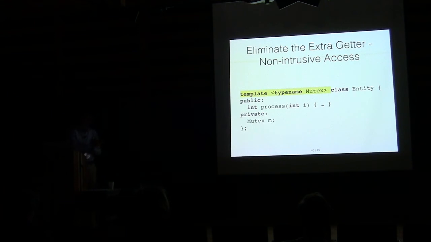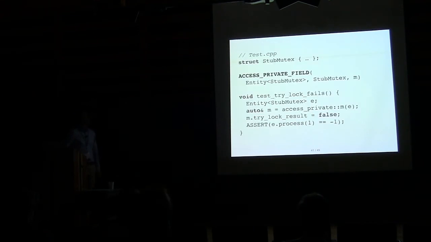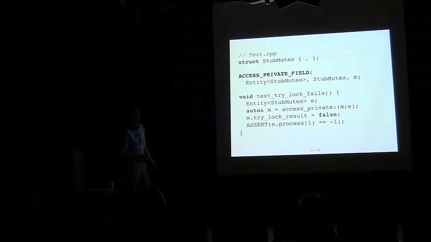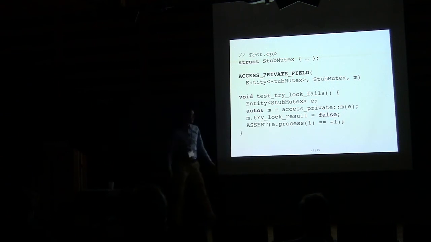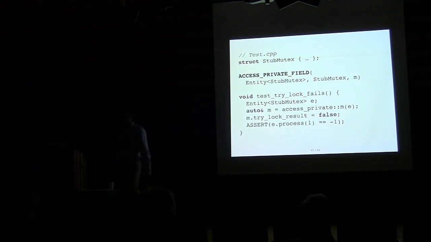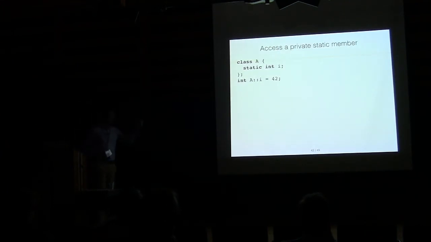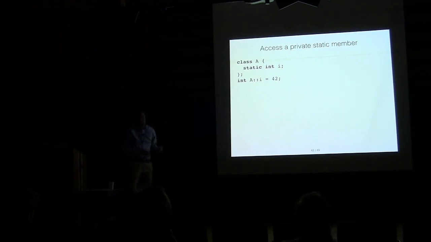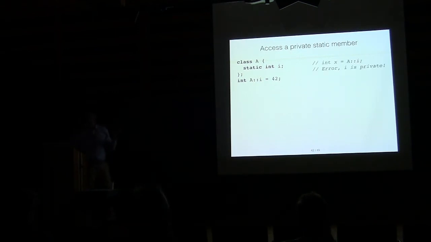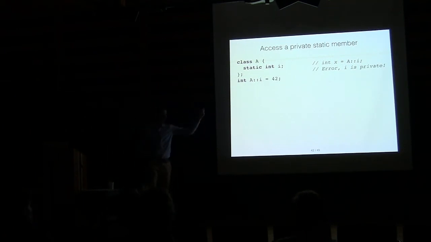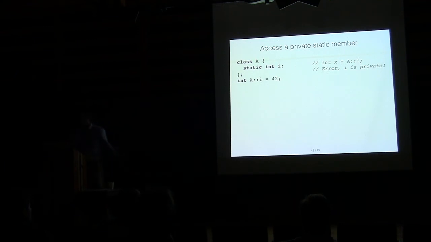So how can we eliminate this extra getter? Imagine if you have some sort of a macro library which defines things and stuff, and then you would be able to access this private variable without intrusively adding a getter. Actually, this is working, and this is valid C++ code. How this is working, this is the simplest case. So we have a class A with a static int variable. In every context where we want to access that variable, we would get a compile time error, because that's private, right? Except one context, which is explicit template instantiation.